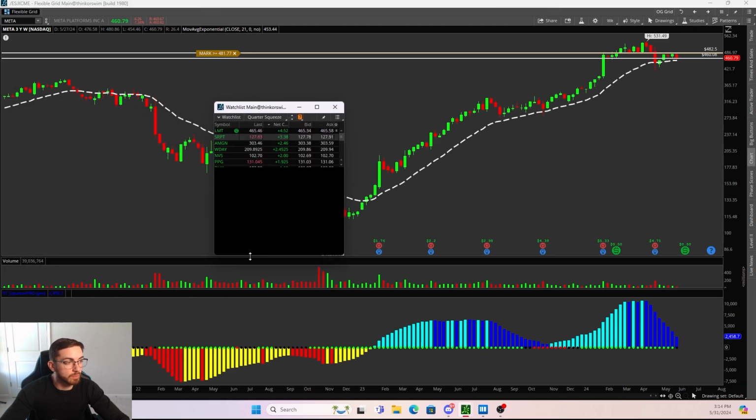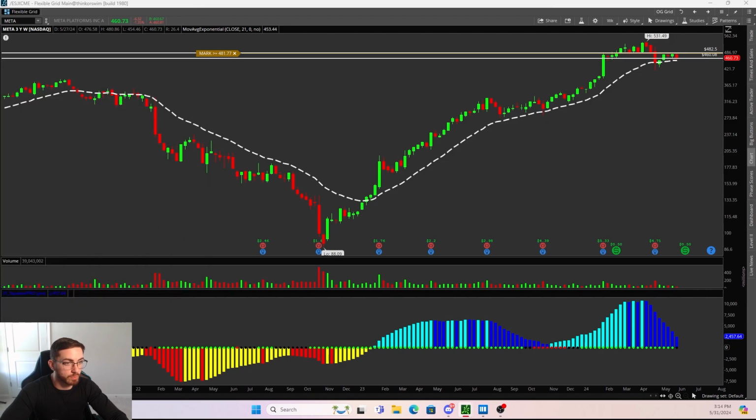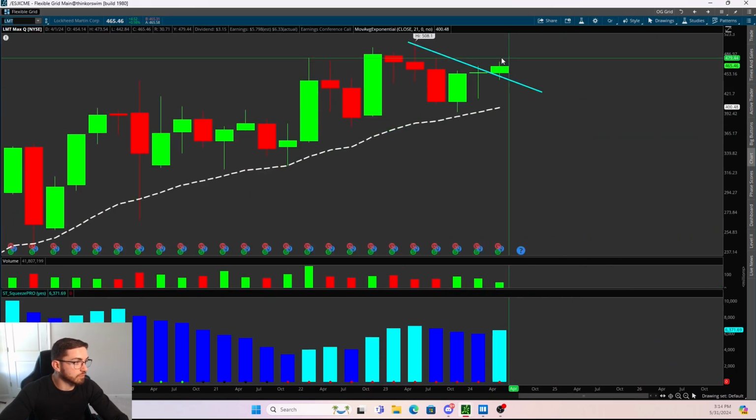So what I ended up doing was I just built a bunch of scanners ranging from the daily time frame, the 3-day time frame, weekly, monthly, and quarterly, picking up on the same exact example that you see right here on Meta on the weekly time frame. So if we just pull up Lockheed Martin, which is the first one that hits this scanner, and we go to the quarterly time frame because that's my quarterly squeeze scanner, you can see that we have the same exact structure.